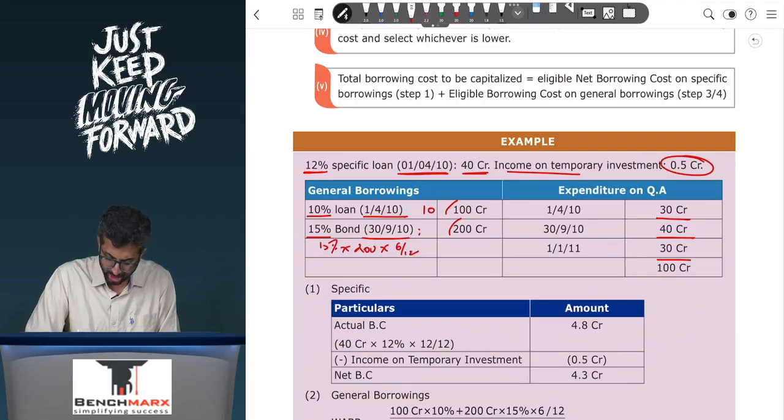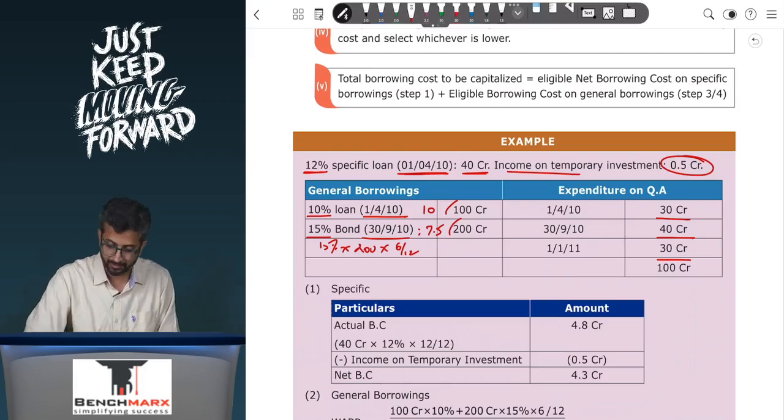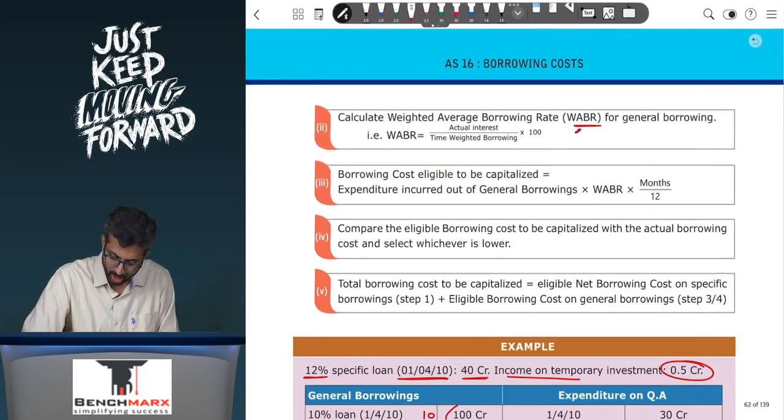So this will come to, let us say, again, I think if I'm not wrong, 7.5. So this is 200 into 15%. No, this is 15, sorry. So this will come to 15. So your actual interest that you are incurring during the year is 25 rupees upon your borrowing.